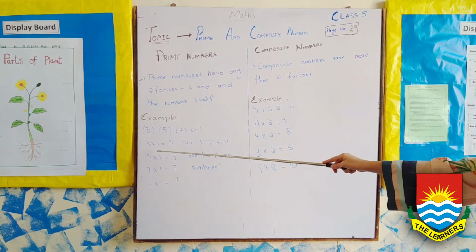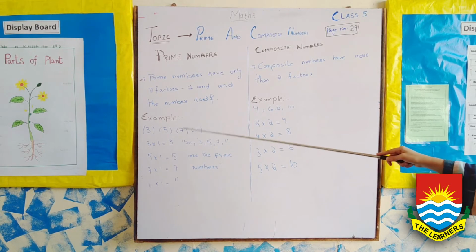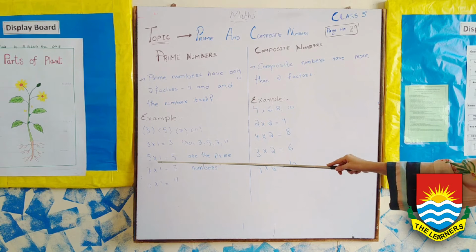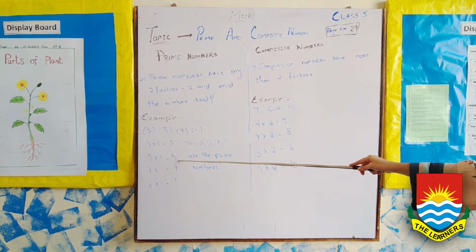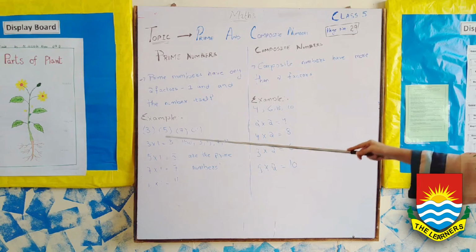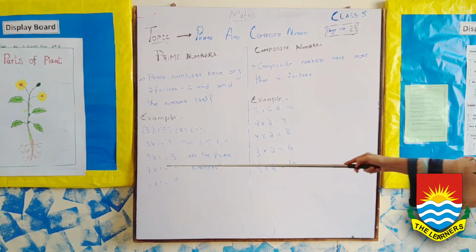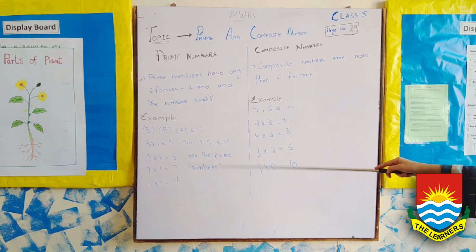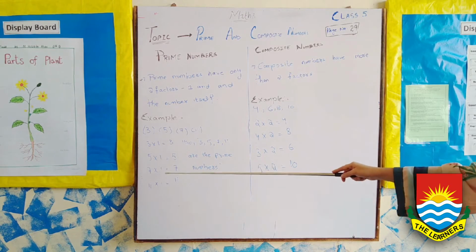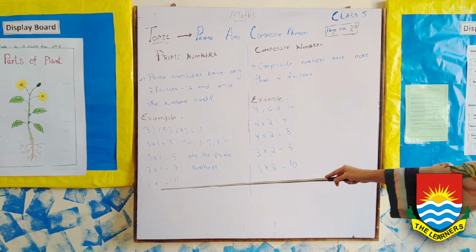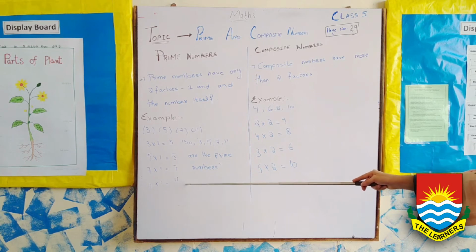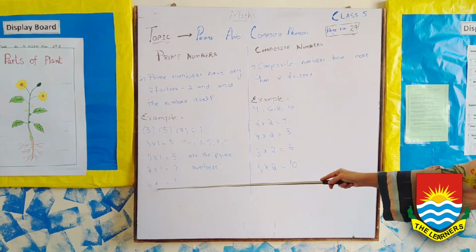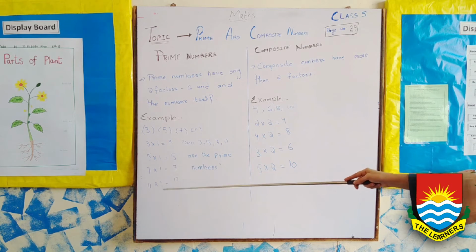Now you see, 3 1s are 3. The 3 doesn't come in any other table. 5 1s are 5. Here also 5 comes only in the 5 table and 1 table. 1 5 is 5 and 5 1s are 5. 7 multiplied by 1 is equal to 7. Here also 7 doesn't come in any other table. 11 multiplied by 1 is equal to 11. 11 also comes only in the 11 table.